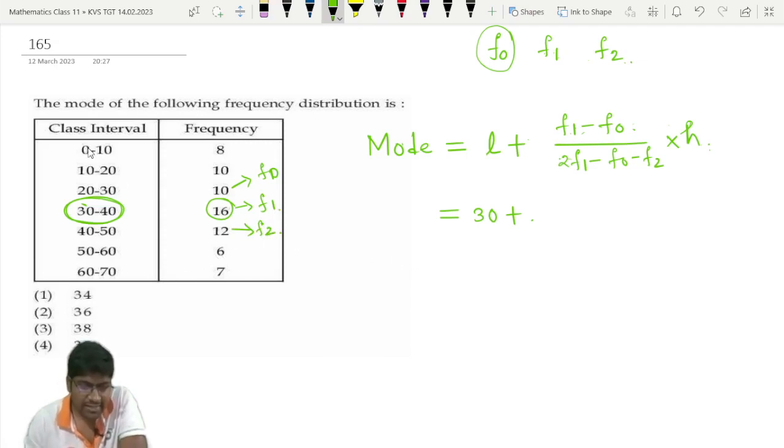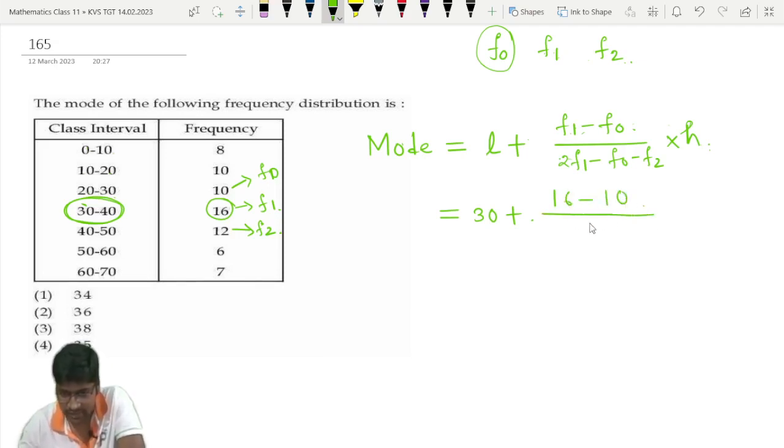Okay, and what is H? H is the width of each class, that is equal to 10. See, the width of each class is 10 here. Now what is F1? F1 means 16. What is F0? F0 means 10. Now 2F1 means 16 into 2, 32, minus F0 means 10, and minus F2, F2 means 12, into H. H means 10. So just calculate it.